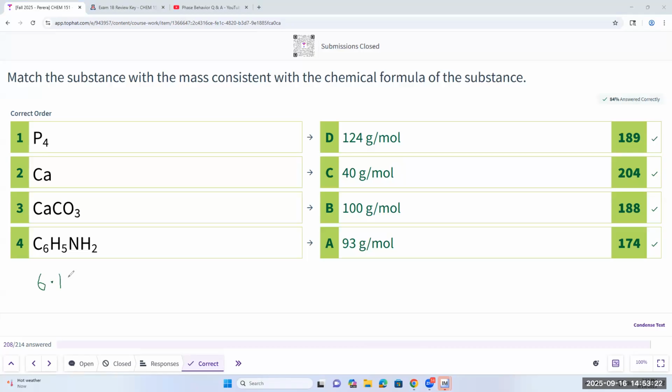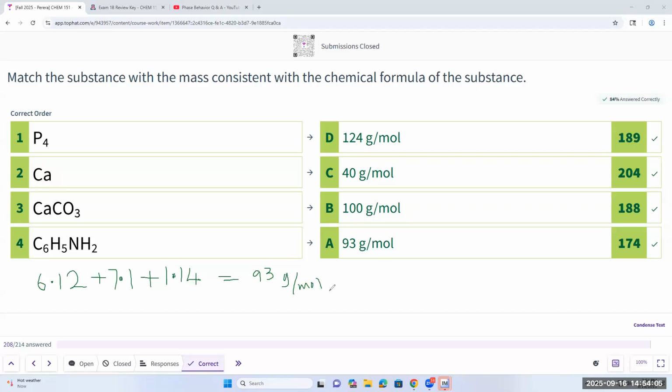We have 6 carbon atoms, so 6 times 12, plus we have 5 plus 2, 7 hydrogens, so 7 times 1, plus we have 1 nitrogen, so 1 times 14. 6 times 12 is 72. 72 plus 7 is 79. 79 plus 14 is 93, right? So the relative mass of this compound is 93. You take the gram amount of that, which contains a mole of this. So the molar mass should be 93 grams per mole.